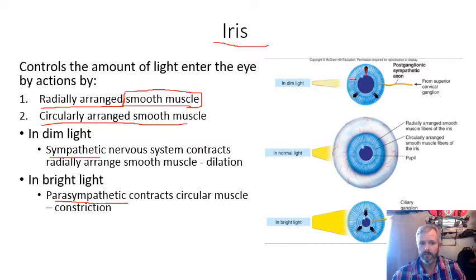Remember, the sympathetic is your fight or flight, so think the radial. What happens when you get scared? You get those big old pupils looking out for danger taking place.